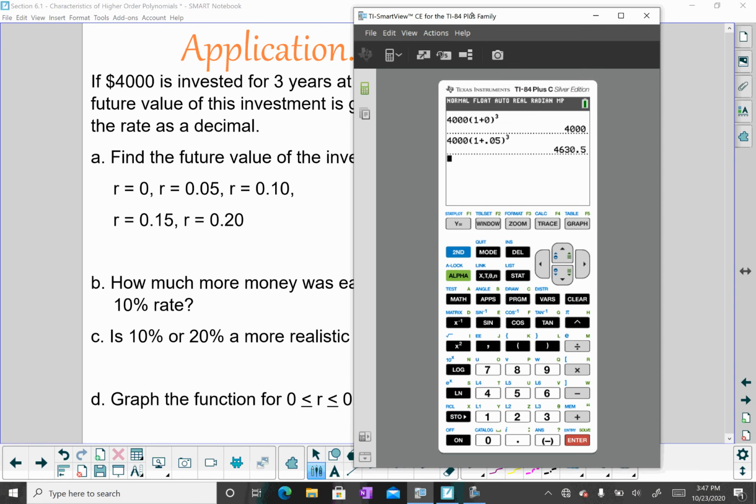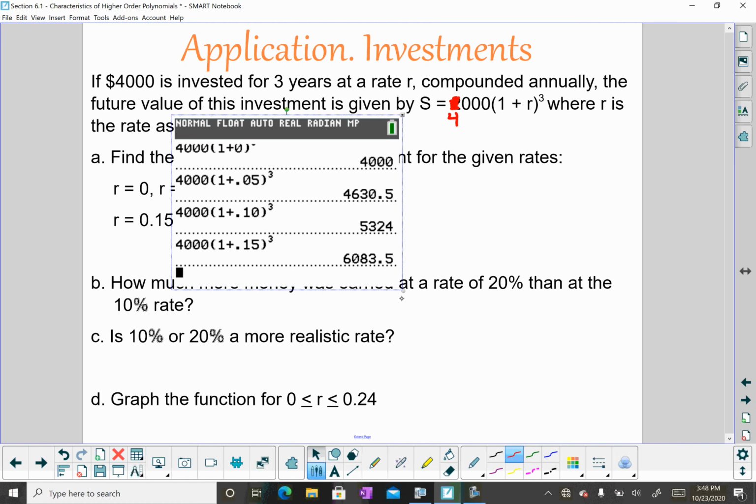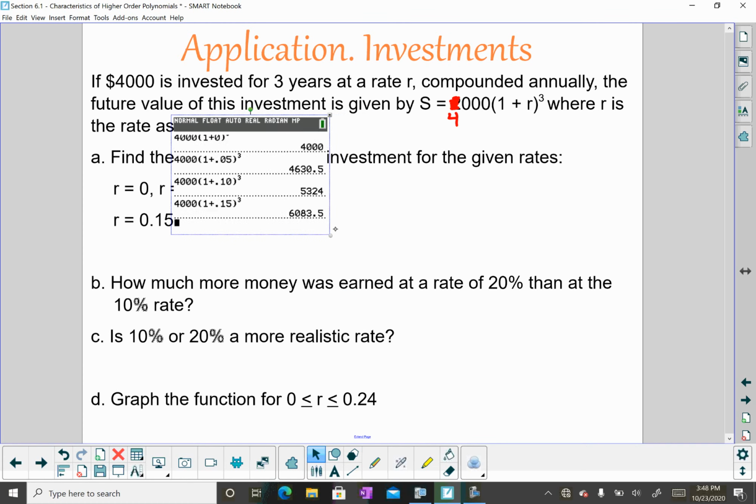Now let's do the same thing. We can just continue in our calculator with the other rates, 10%, 15%, and 20%. And I'll show you a shortcut here. If you don't want to keep typing the whole thing in, you can just hit second, enter, and you can just change the number. So instead of 0.05, 0.10. Second, enter. Instead of 0.10, 0.15, enter. And I'm going to drag that over before I lose it. I don't want to lose any of those answers there. There we go.